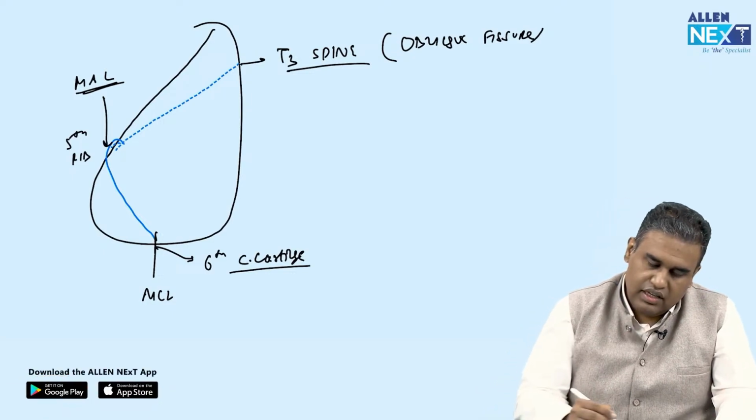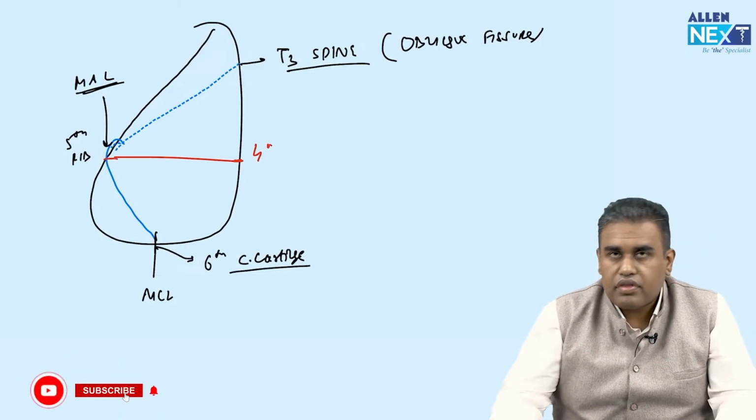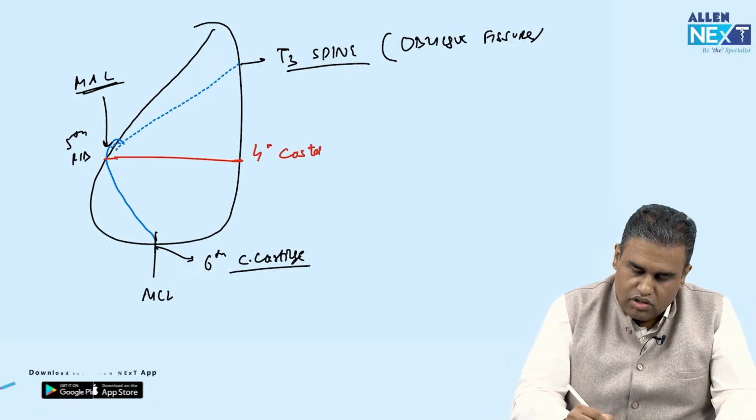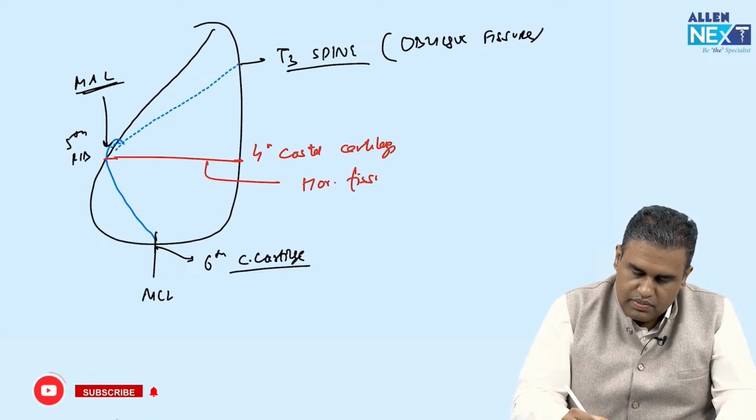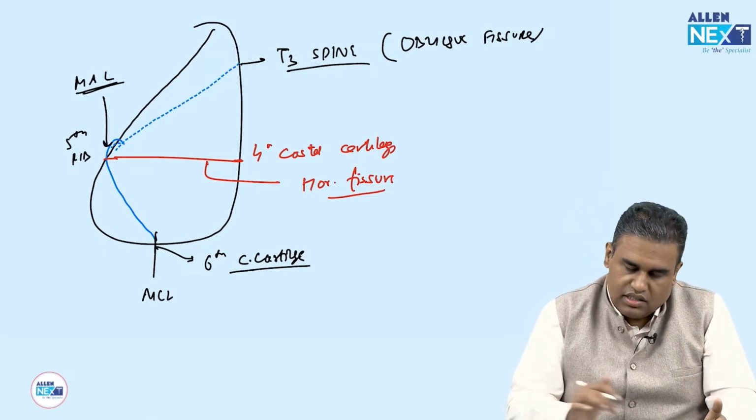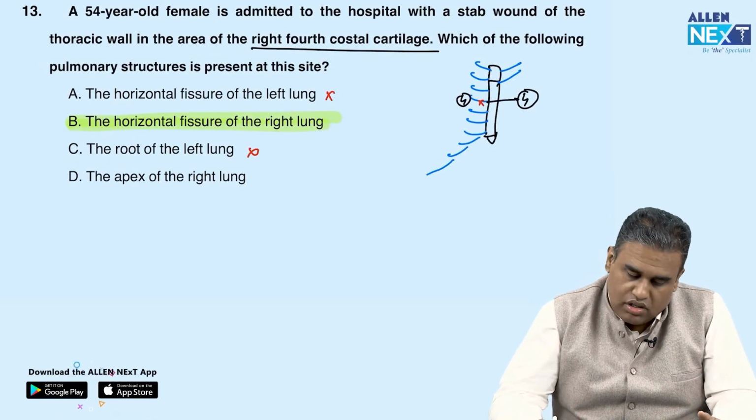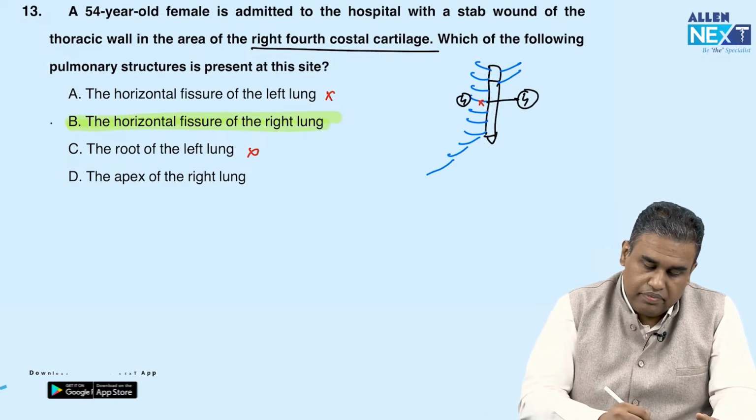So on the right side, from the fourth costal cartilage over here, we have a horizontal fissure going, meeting the oblique fissure at the mid-axillary line. So this is the area for the fourth costal cartilage, and this is the horizontal fissure. As they specifically said that the knife went to the right fourth costal cartilage, it is close to this horizontal fissure, and therefore option number B will be our best answer over here.